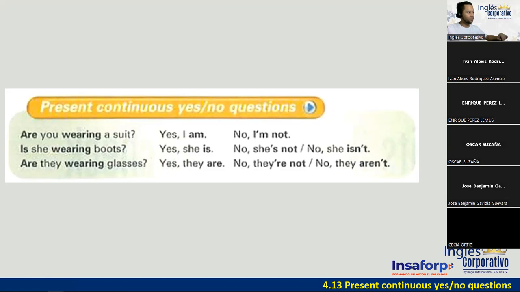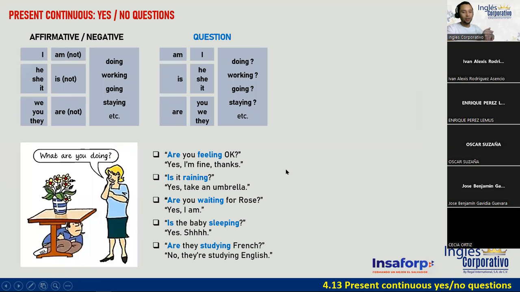So, let's take a look. This is the present continuous yes, no questions. Affirmative, negative. You say, I am doing, he is working, she is going, we are staying, etc., etc. And then the negative form is not. Here you have affirmative and negative, not, after the verb be.